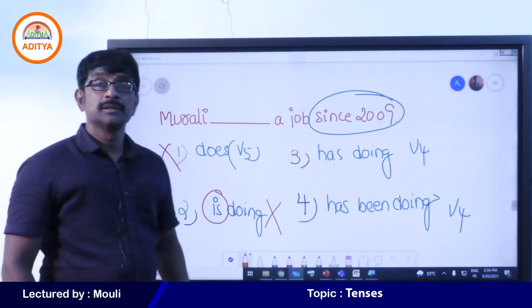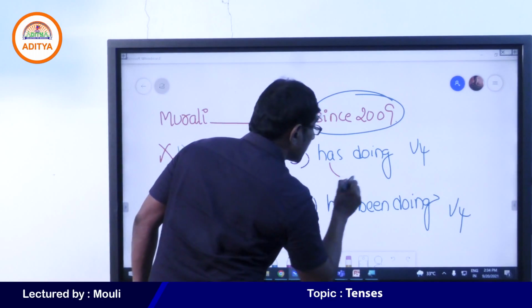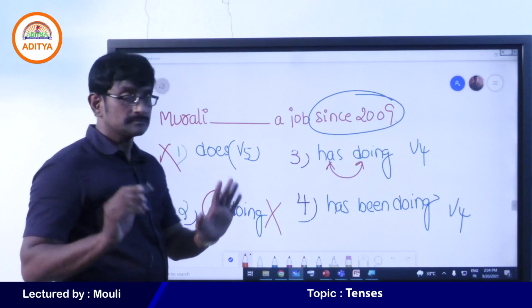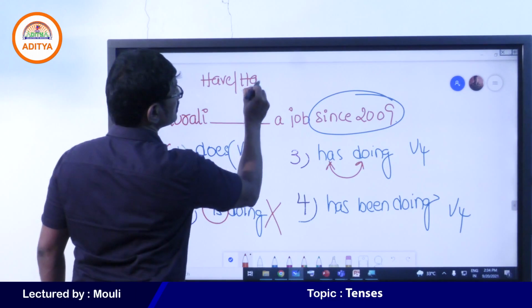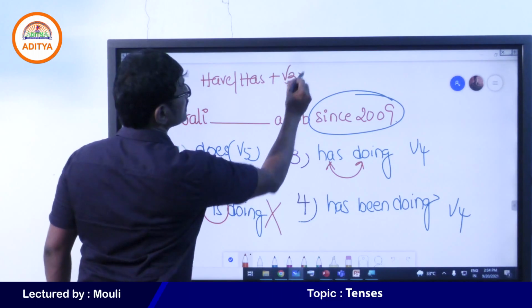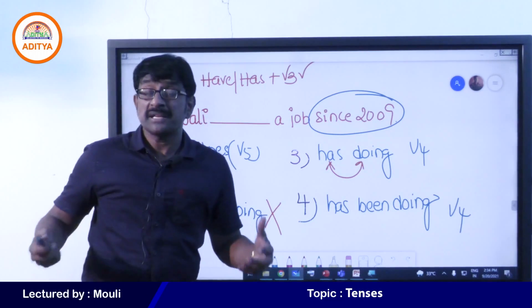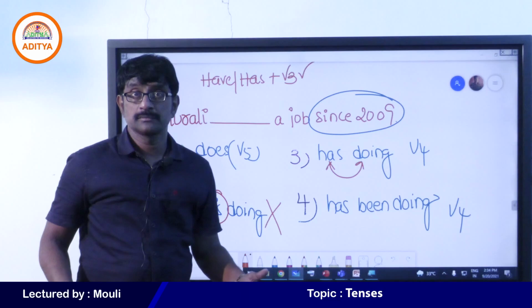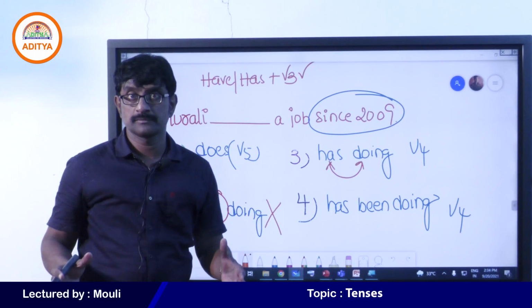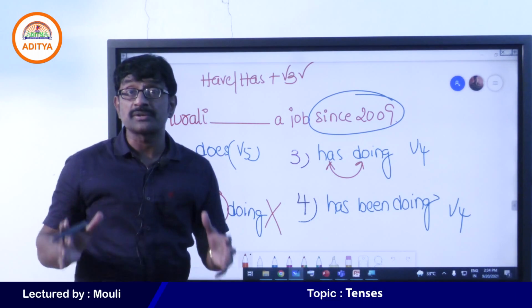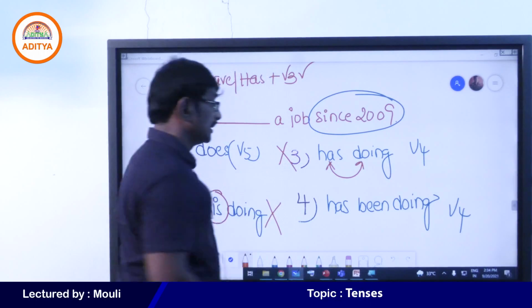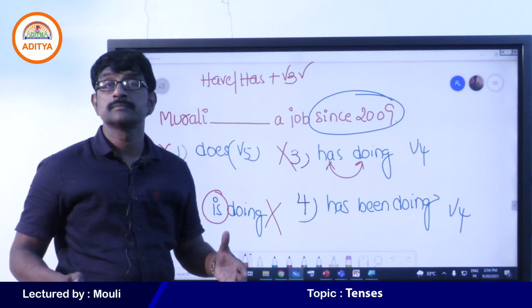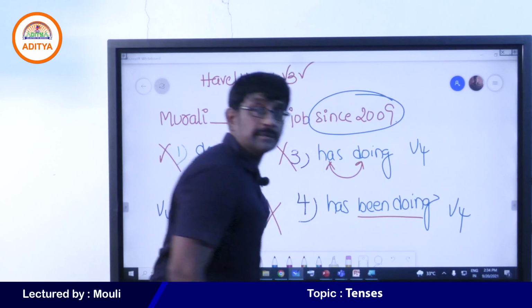2 are there. We cannot match has plus V4. We can write have or has plus V3, but we cannot write has plus V4. It is impossible. So this is also a mistake. We have only one choice. Been is there with doing.